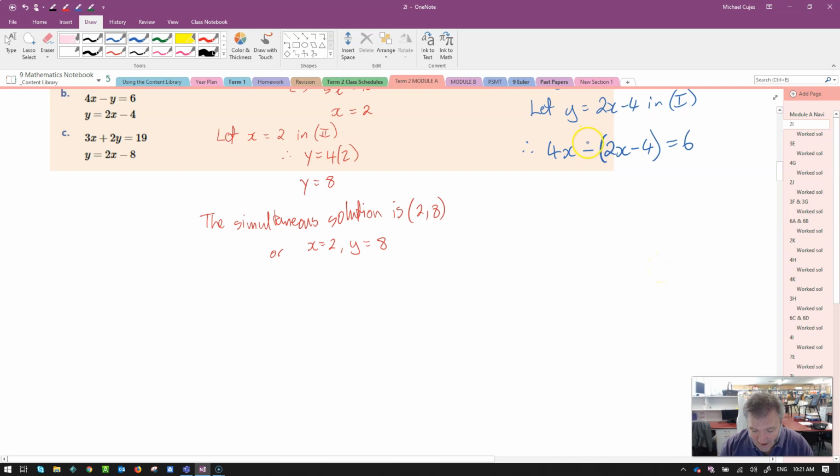And now I've got to expand this bracket. Careful when expanding this bracket. That negative has to distribute. Marking the Year 9 exams, and even, to be honest, my Year 10 exams, a lot of people forget to distribute that minus sign. That's like a negative 1. I've got to make sure I distribute it to everything inside the bracket.